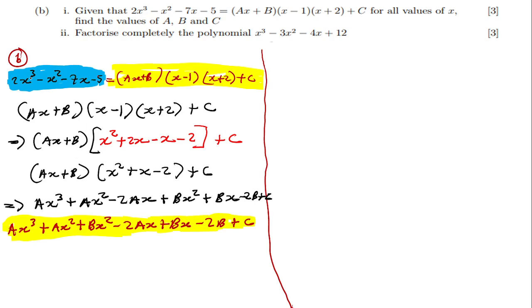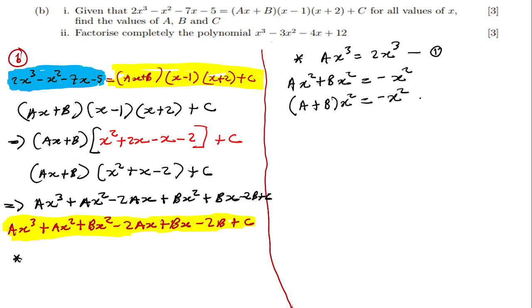Then the second one, I'll pick from the ones having squared, which is ax squared plus bx squared. I'll equate it to what is having squared, which is negative x squared. And this can be factorized, so (a plus b)x squared is simply equal to negative x squared. This will be my equation 2.